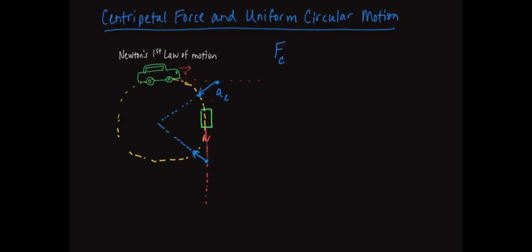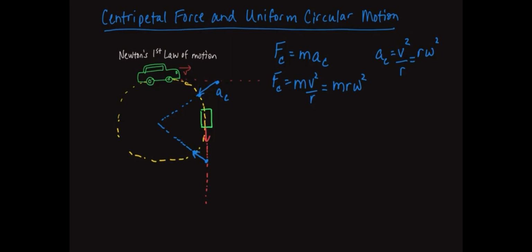And so centripetal force is equal to the mass of the object that's moving in a circle times centripetal acceleration. And centripetal acceleration can be calculated two different ways. If we know the tangential or linear speed v, we can calculate it with v squared over r. Or if we know the angular speed, then we can calculate it with r omega squared. And so centripetal force, we can calculate as mass times v squared over r, or m r omega squared.